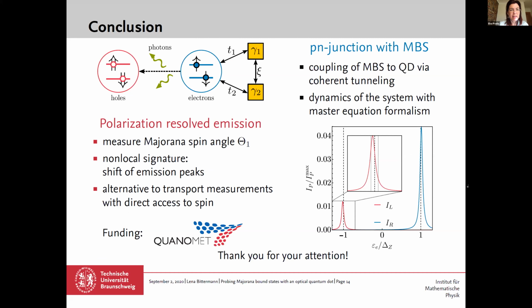Thank you very much, Lena, for this wonderful talk. So there are some questions in the chat. Sunhoon Park asks, why do holes in quantum dot not couple to Majoranas?